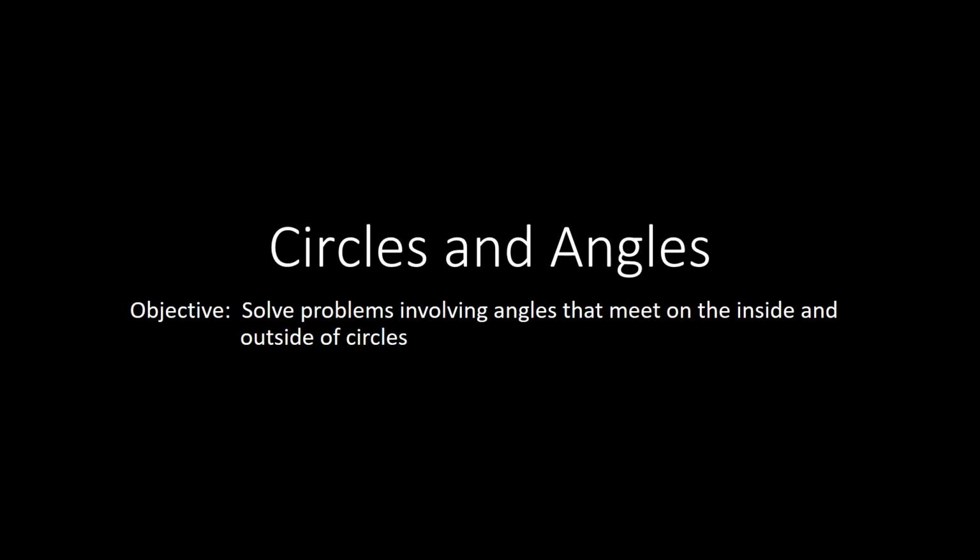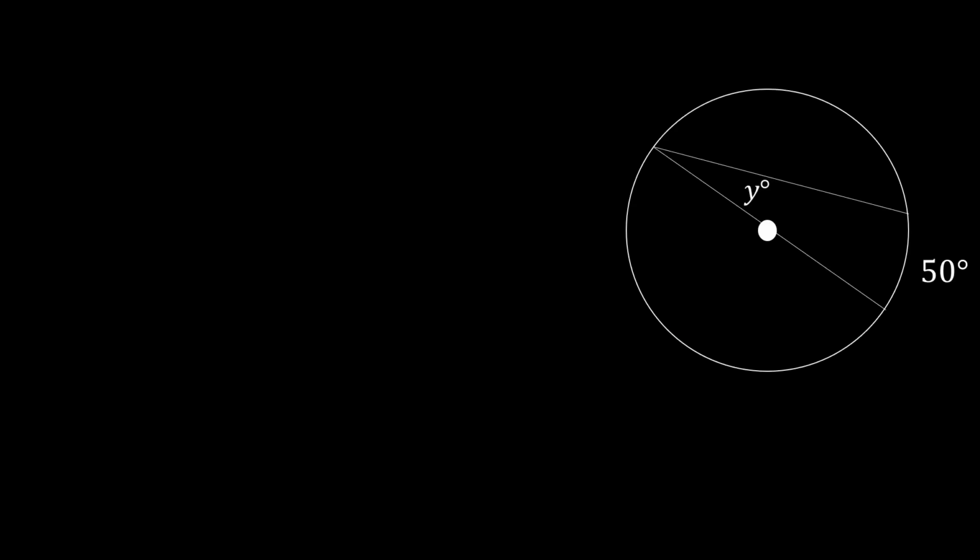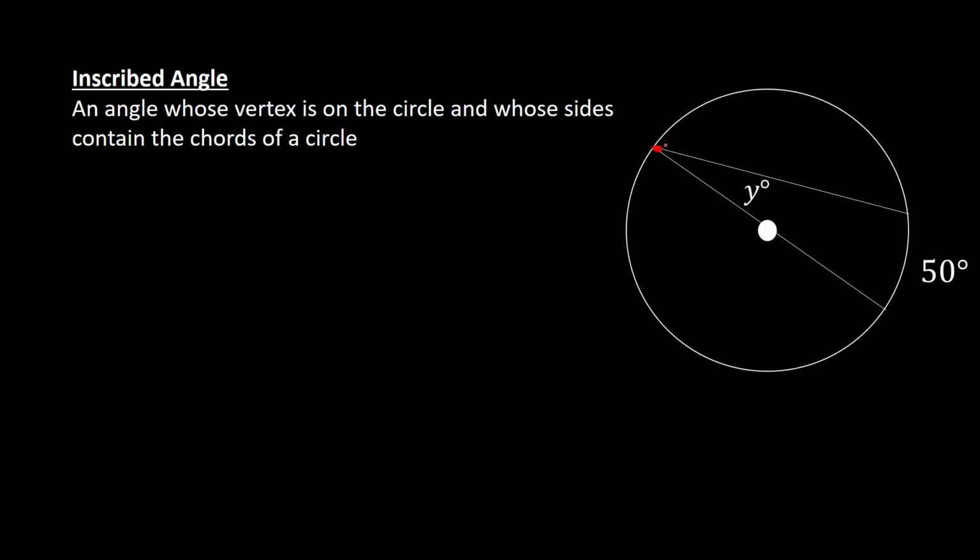In this lesson, you will learn to solve problems involving angles that meet on the inside and outside of circles. So first off, we have a picture like this, where the angle is formed on the inside of the circle. And notice this angle has its vertex right here on the circle itself. This type of angle we call an inscribed angle, which is an angle whose vertex is on the circle and whose sides contain the chords of a circle.